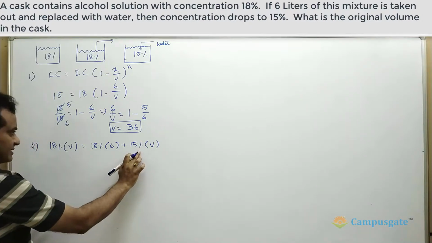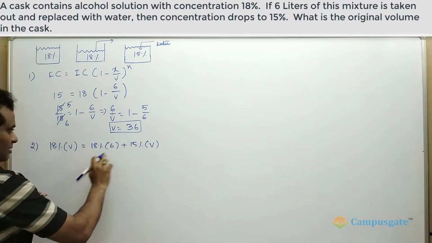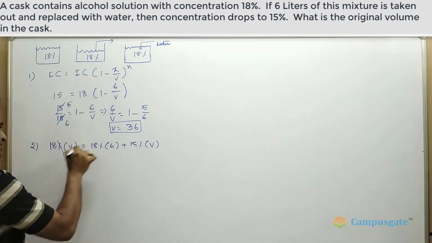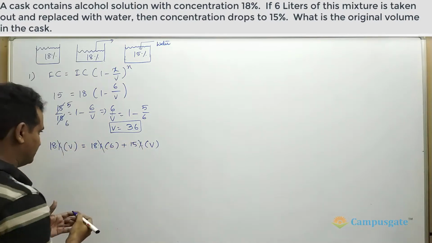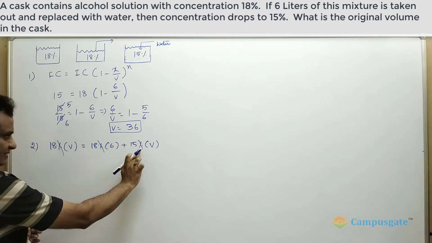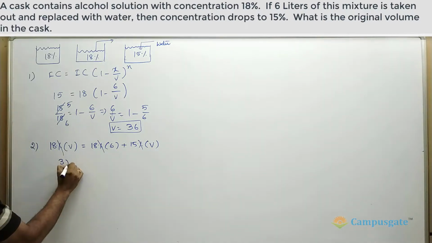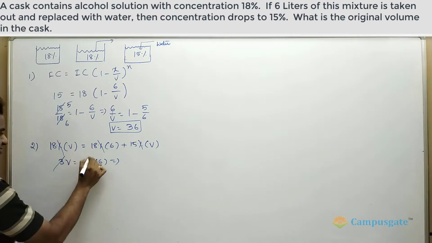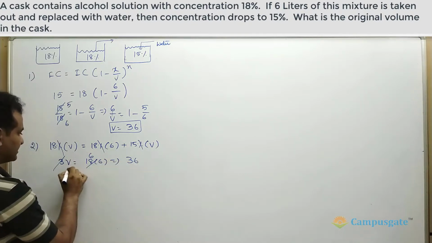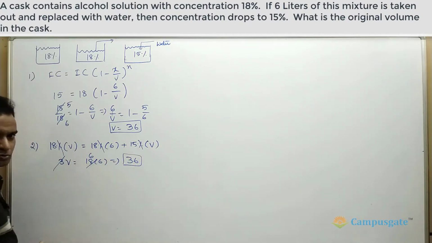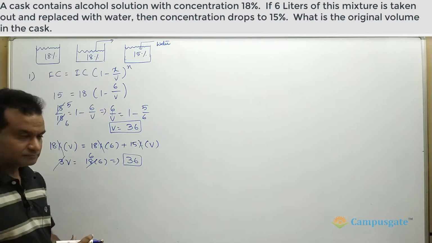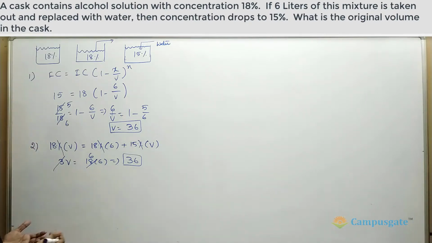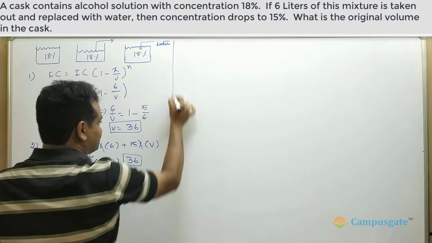Now we can just cancel out these percentage signs, which becomes very easy. Send this 15 to this side, which will become 3V equals 18 into 6. Therefore 3 goes 6 times here. Therefore V equals 36. This should be the answer, a straightforward way. And let us have a look at some other methods of solving this question.